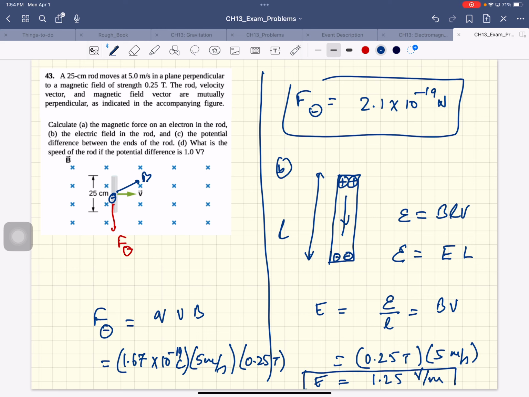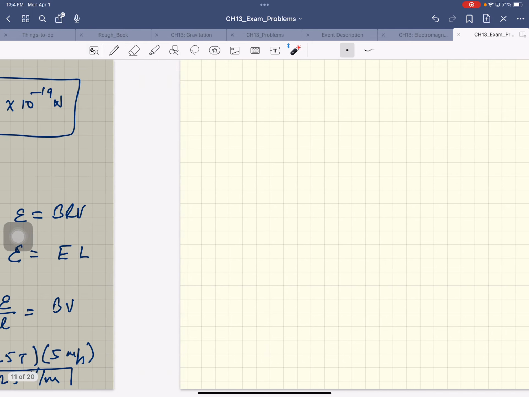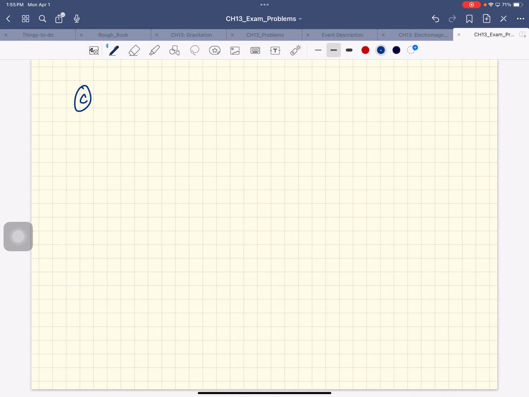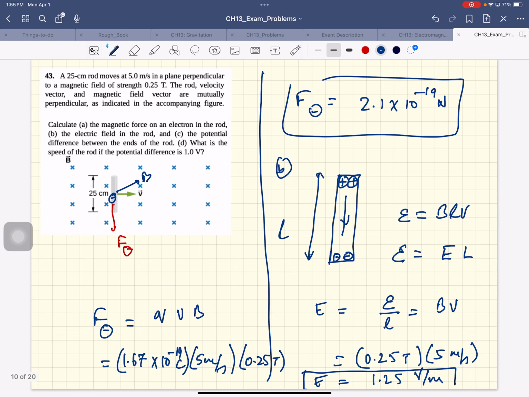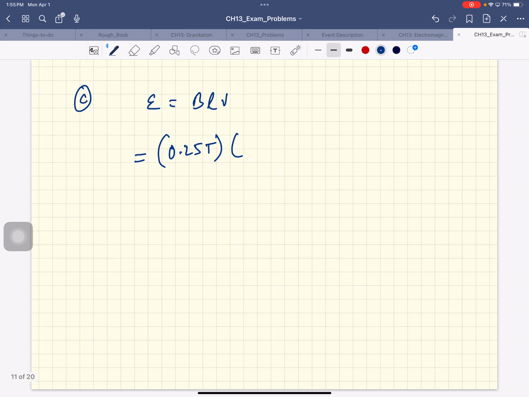So what this number tells you is if the rod was 1 meter long, the voltage across it would be 1.25 volts. And the potential difference between the ends of the rod would be that. So EMF would be BLV, with the length being 25 centimeters.